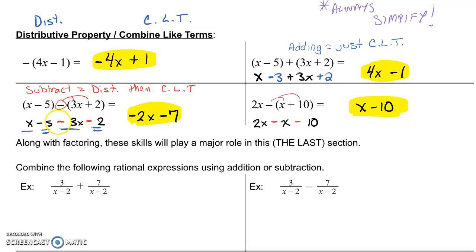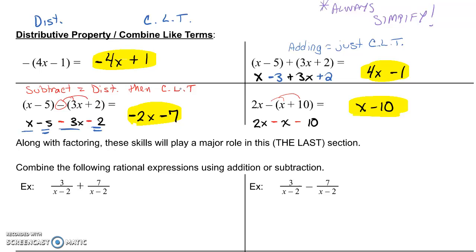So my positive 3x becomes minus 3x, plus 2 becomes minus 2, positive x becomes minus x, and positive 10 becomes negative 10. If that were x minus 10, this would have been x plus 10 at the bottom. And then it becomes a combine like terms problem. Remember, when we're combining like terms, you combine your coefficients as long as they have the exact same variable and the exact same exponent.